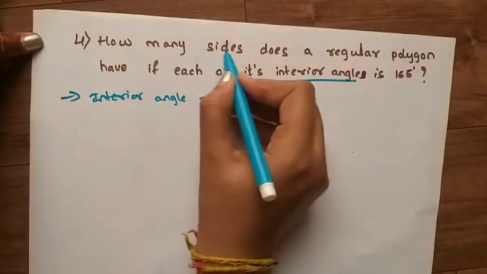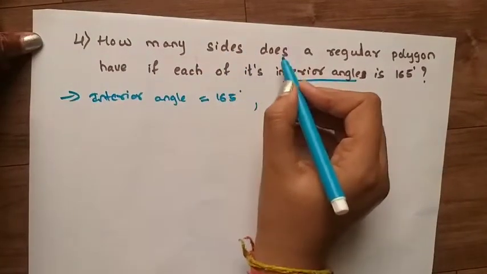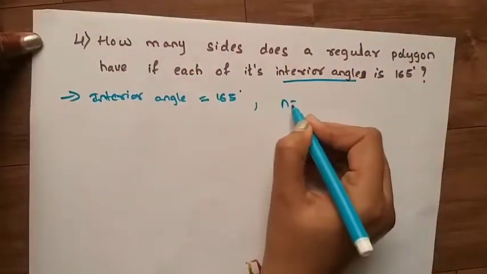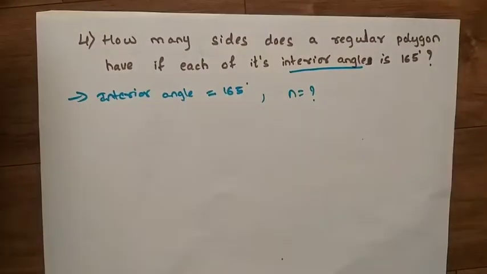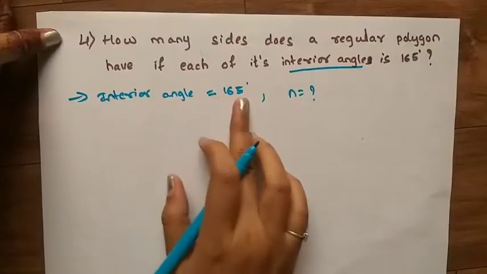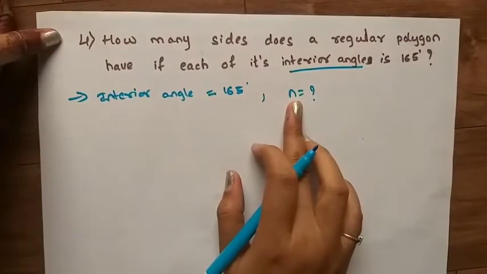What do we have to calculate? We have to calculate the number of sides. How many sides are there in the regular polygon? We don't know, so keep n equal to question mark. The interior angle is 165 degrees, and we have to calculate the number of sides. The number of sides is denoted by a small letter n.